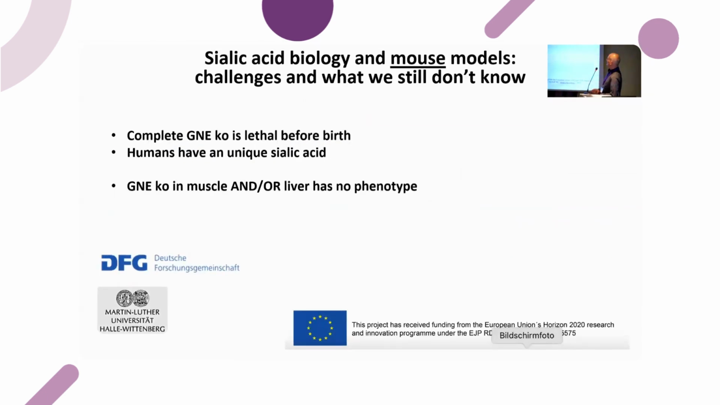Okay, so what I wanted to tell you is that the complete GNE knockout is lethal, at least in mice. That humans have a unique sialic acid. And I'm just in time, very good. And that a knockout in muscle and/or liver in mouse has no phenotype. And we are still in progress, or we have to do a lot of work to find the reason for this. And with this, I'm ready for questions.